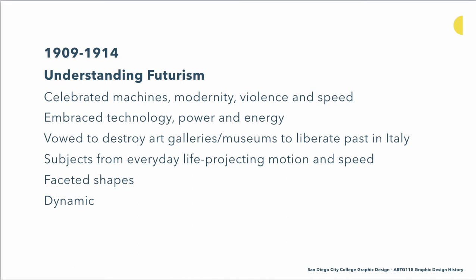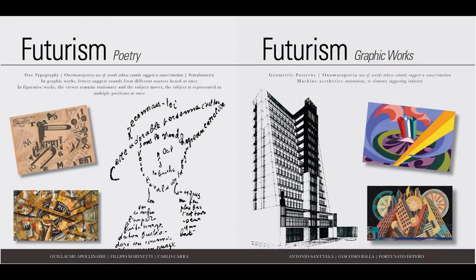There are two parts to futurism. There's poetry and graphic works. In your graphic design history journal, you'll feature poetry on the left and graphic works on the right. So make sure that the images on the left side are just of futurism poetry. They're type-based. Then on the right, they're more illustrative and graphic.